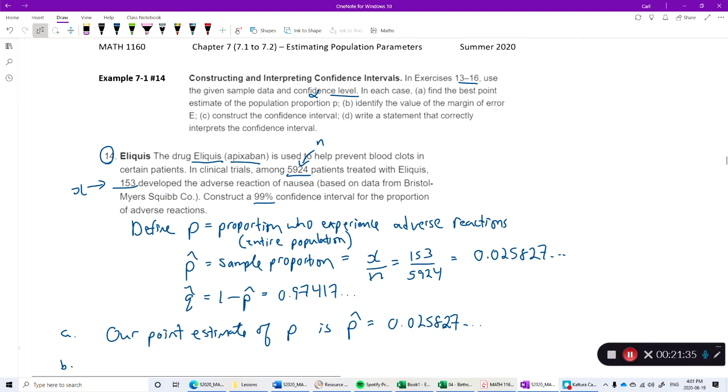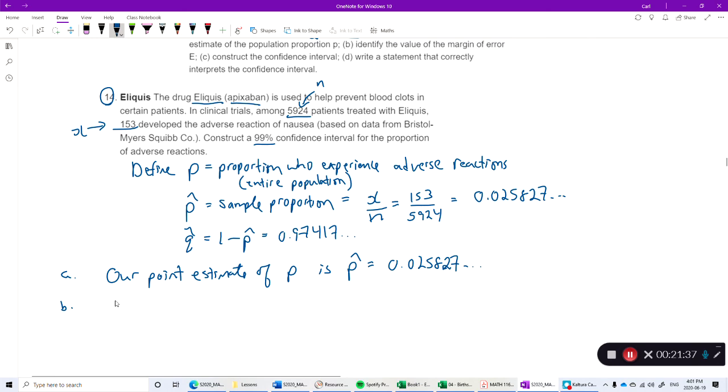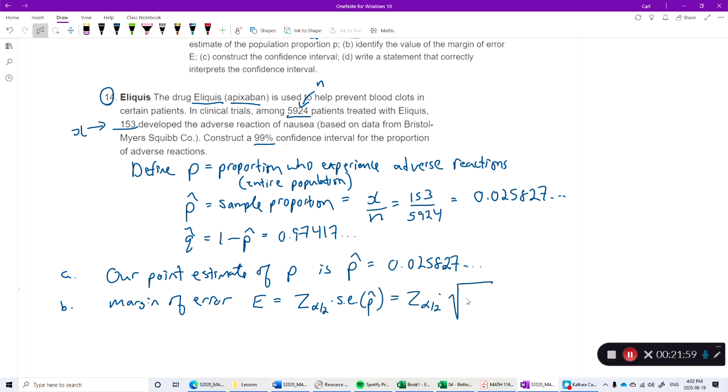Part B, identify the value of the margin of error. So the margin of error is called E, and we calculate it with the critical Z value times the standard error of P hat, which is critical Z value times square root of P hat Q hat over N.